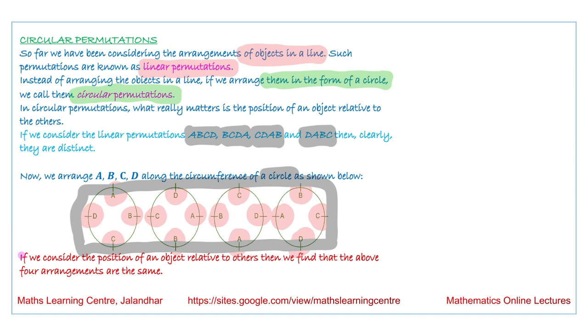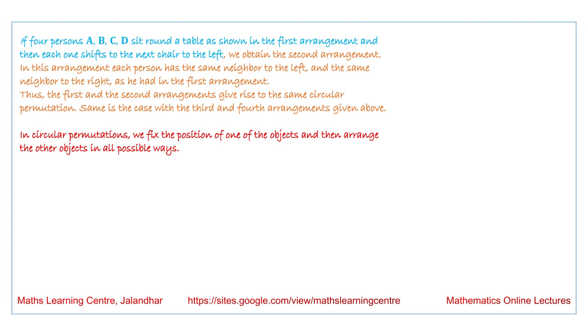So we are saying that if we consider the position of an object relative to others, then all these four arrangements are the same. We can understand this situation this way: if A, B, C, D sit around a table, and once they are settled, we ask all of them to shift to the chair on their left. We are just rotating those persons, but the final arrangement they generate is the same.